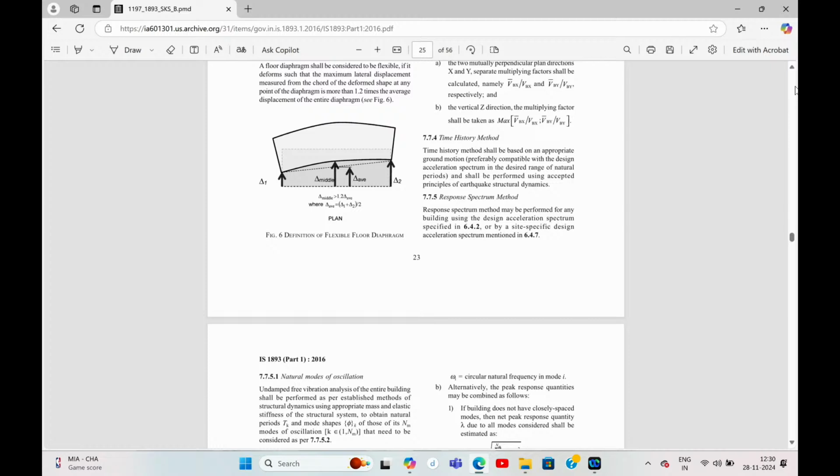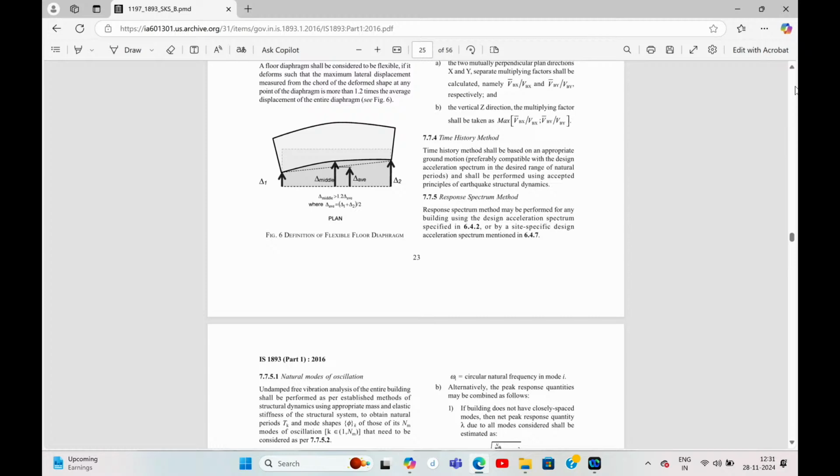Yes, sir. Okay. So write design forces calculated as per 7.6 and 7.7.5 shall be applied at the center of mass appropriately displaced, so as to cause design eccentricity between the displaced center of mass and center of rigidity. Full stop.